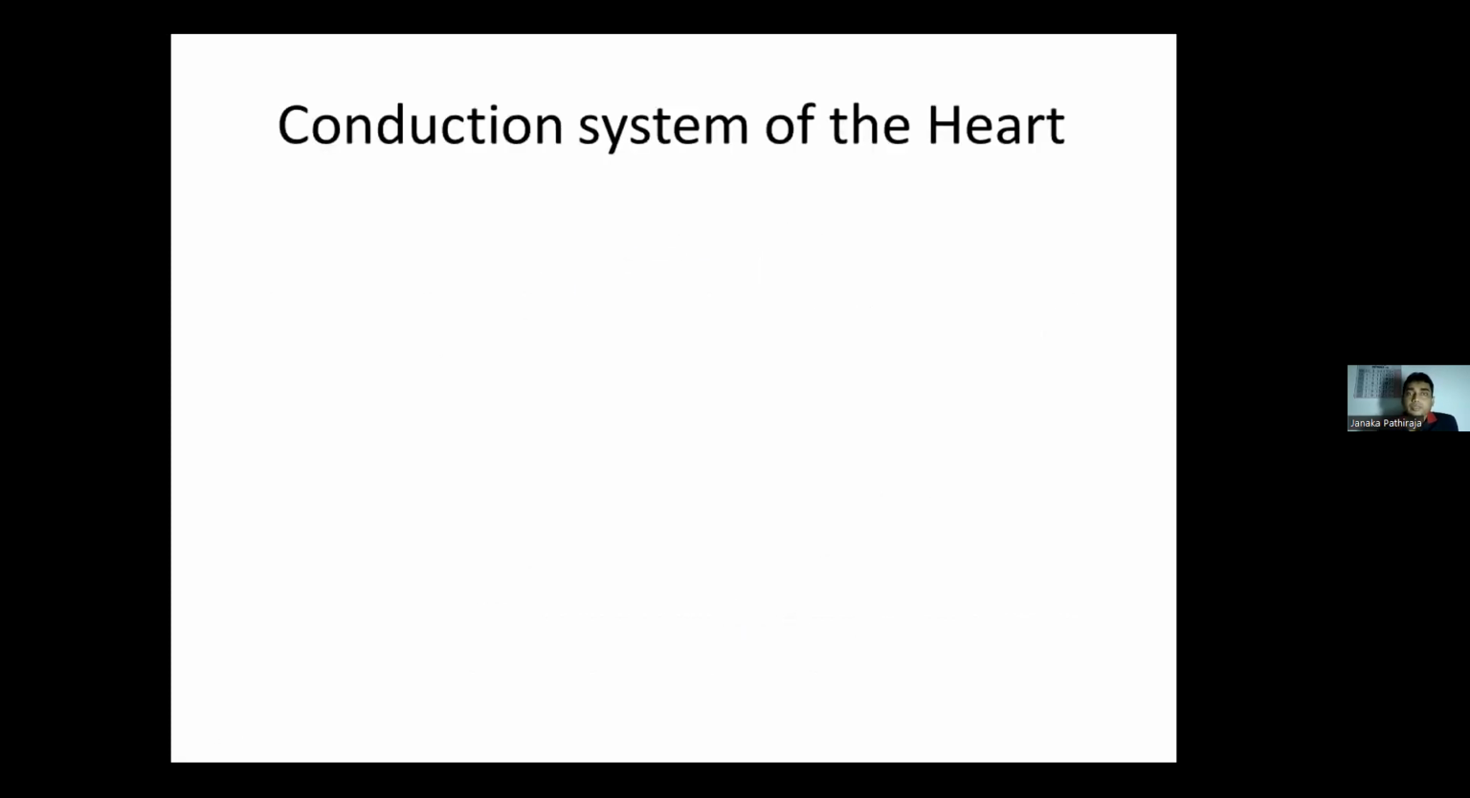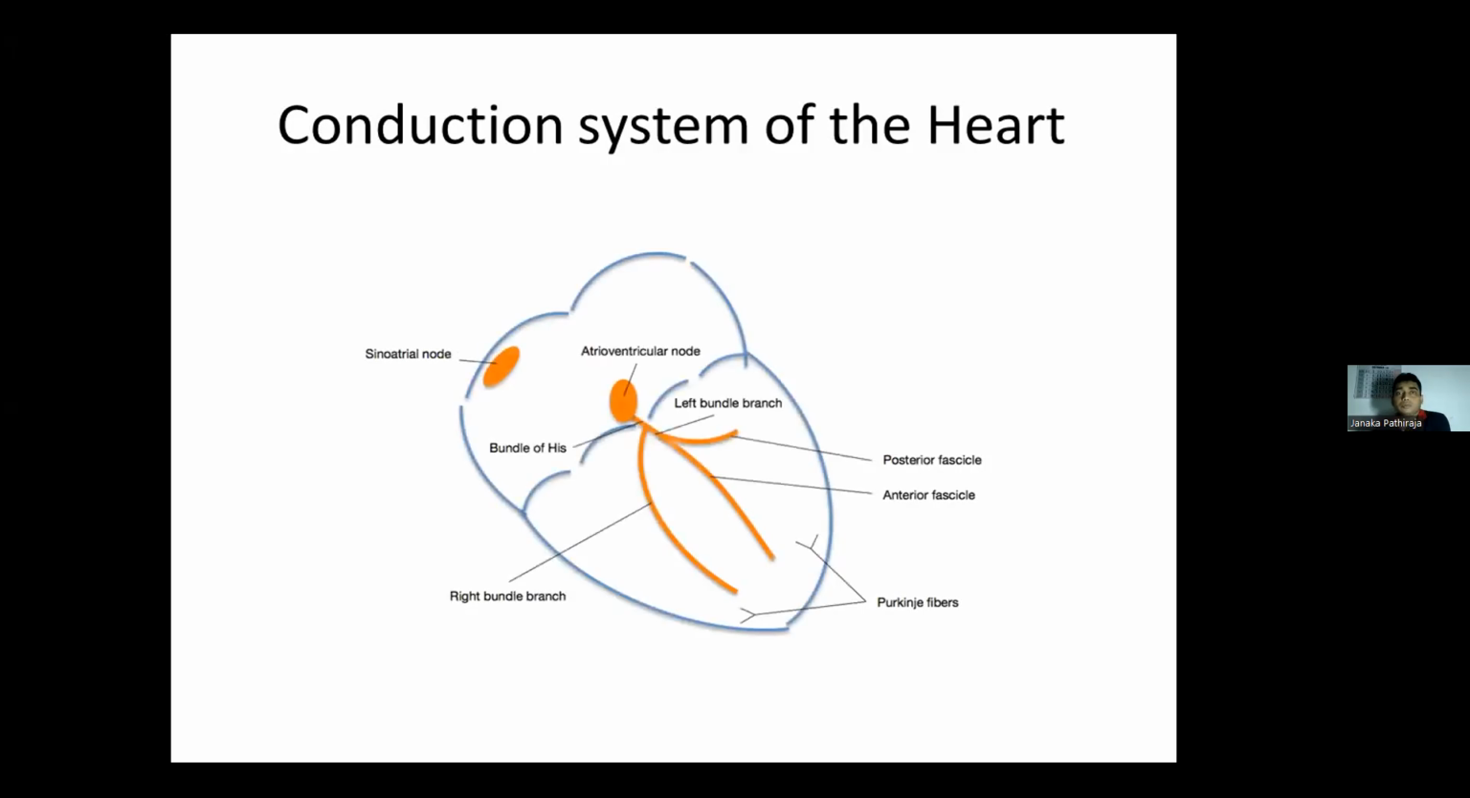So the topic is bradycardia, investigation and management. To understand bradycardia, we should have some understanding about the conduction system of the heart. When you have some idea about the conduction system, it is easy to understand bradycardia. So just to remind you, this is the basic structure of the conduction system of the heart.